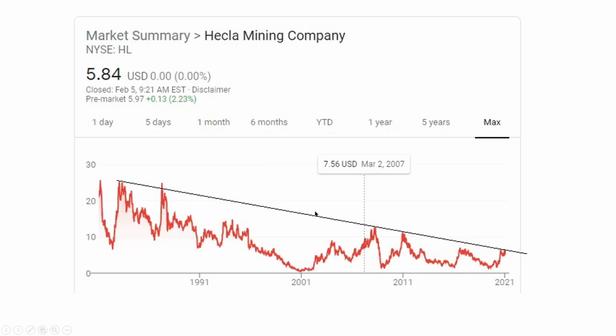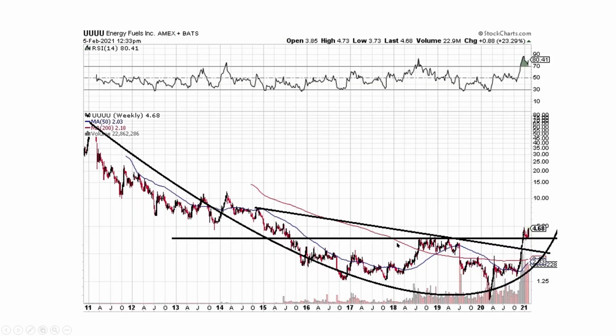Hecla Mining, silver company, gold and silver company. Right there, ready to break a 40-year chart pattern. This thing's going to be ridiculous when it breaks.